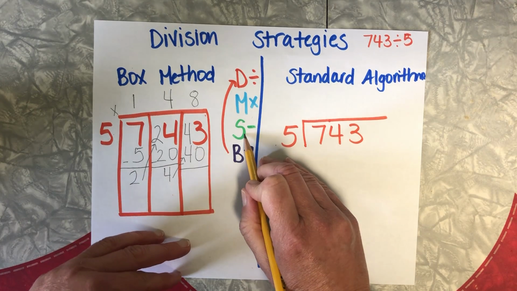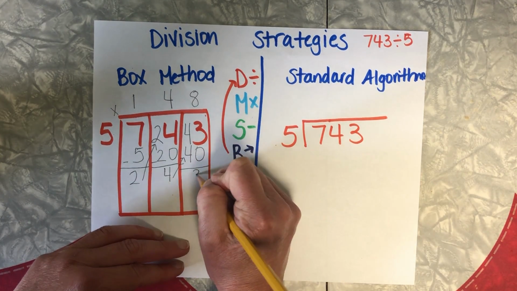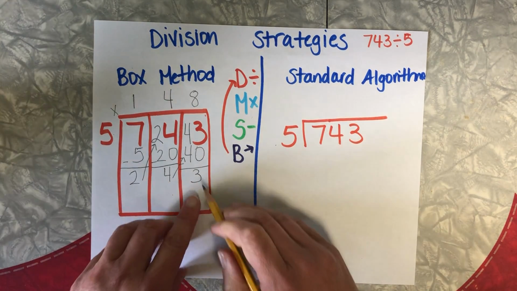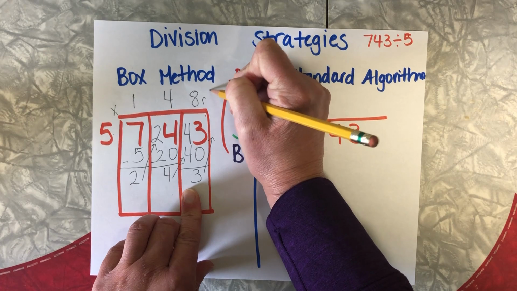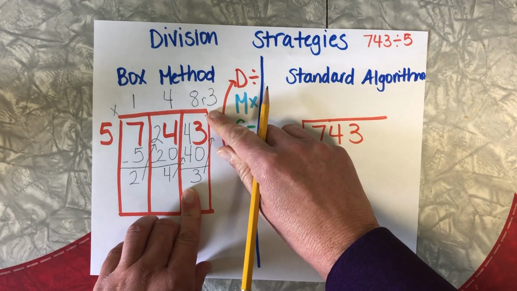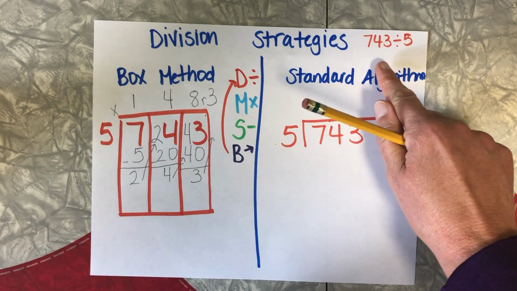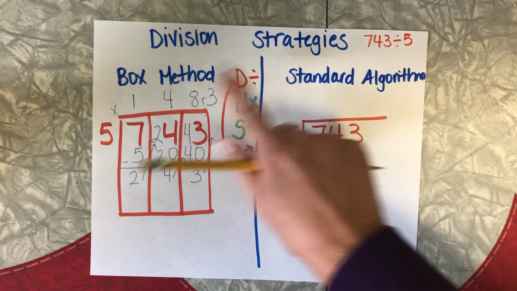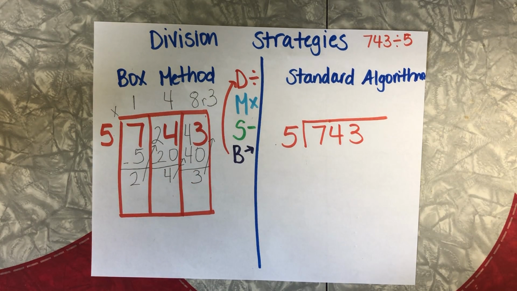Now I'm going to subtract again. When I subtract 43 minus 40, I have 3 left over, and this is my remainder, and it's going to shoot out of my box and come up here and show as my remainder. So the quotient to 743 divided by 5 is 148, remainder 3. The quotient is 148 and the remainder is 3.